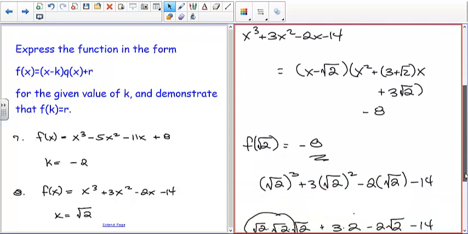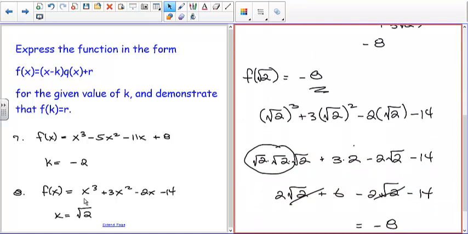So let's do that. We're going to use this f of x in problem 8. We're going to plug in the square root of 2. So you have the square root of 2 cubed plus 3 times the square root of 2 squared minus 2 times the square root of 2 minus 14. So the square root of 2 cubed is the square root of 2 times the square root of 2 times the square root of 2. But the first two square roots multiplied together give you the number inside the square root, so this becomes 2. So the square root of 2 cubed is the same as 2 times the square root of 2.